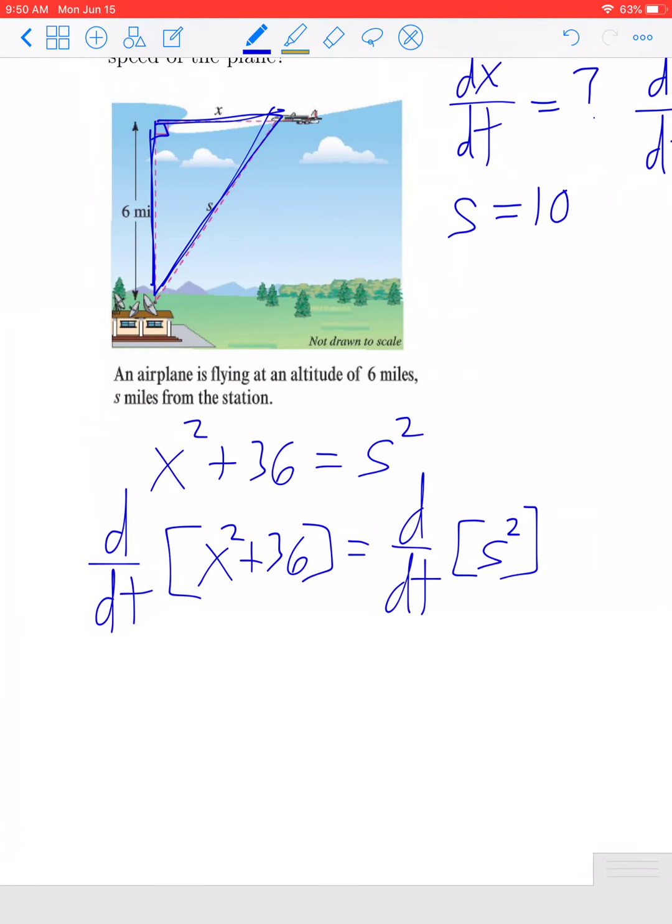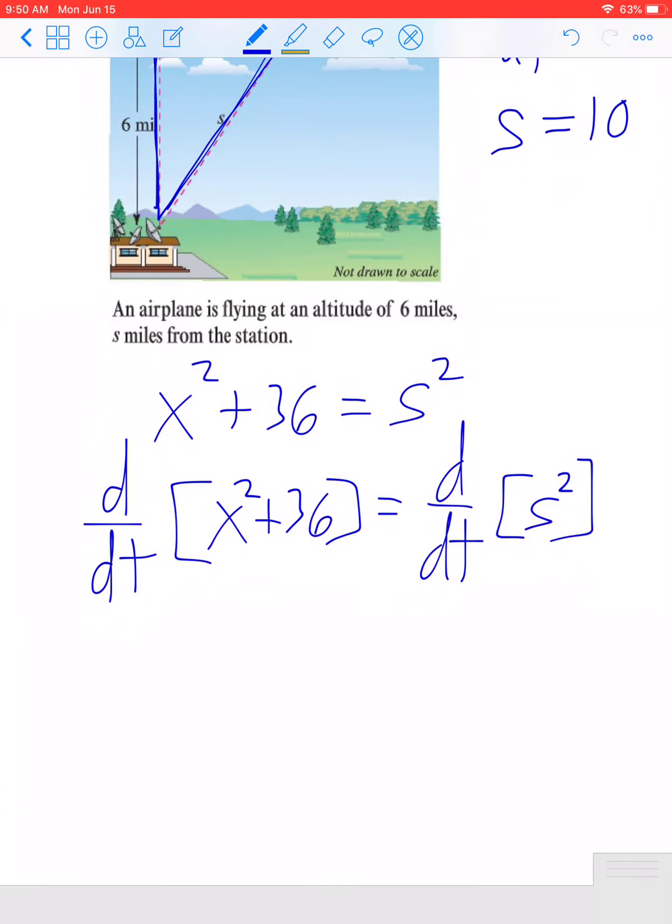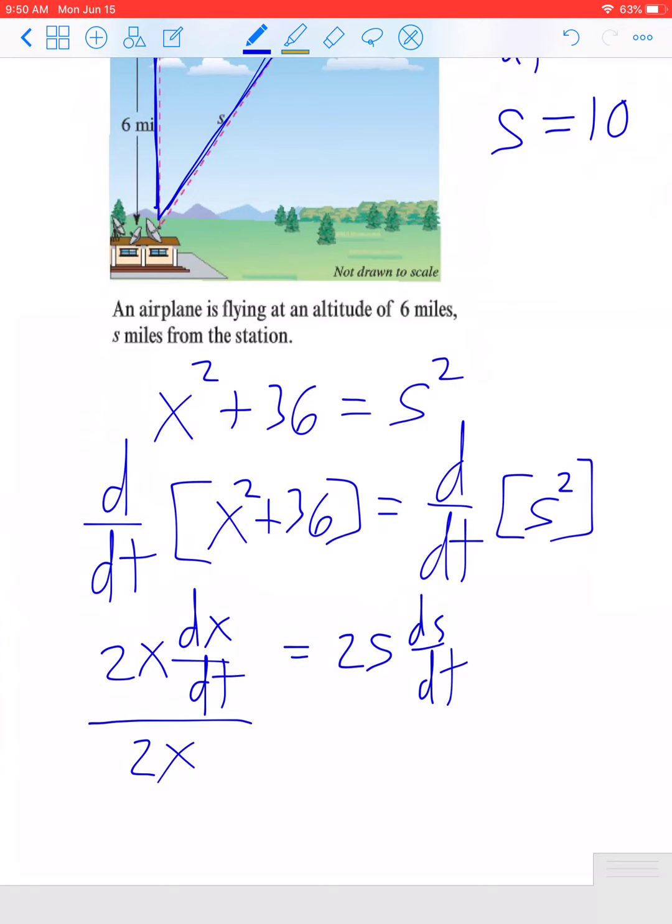As time changes, the x position and the s position, the distance, change. So x and s are functions of time. The derivative of x squared is going to be 2x, and then from the chain rule we need a dx/dt. The derivative of the constant 36 would be 0. And the derivative of s squared is going to be 2s ds/dt. So we're able to take the time derivative of both sides. We're asking for the velocity of the plane, its rate of change. We want to solve for dx/dt.